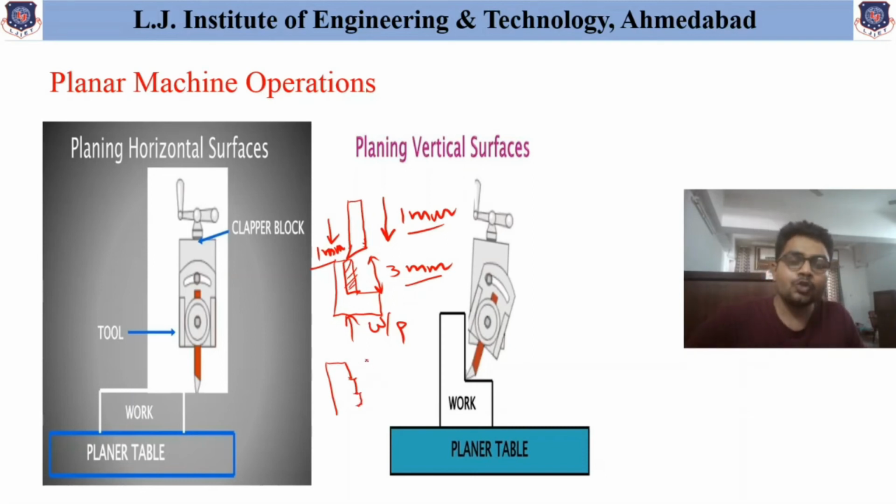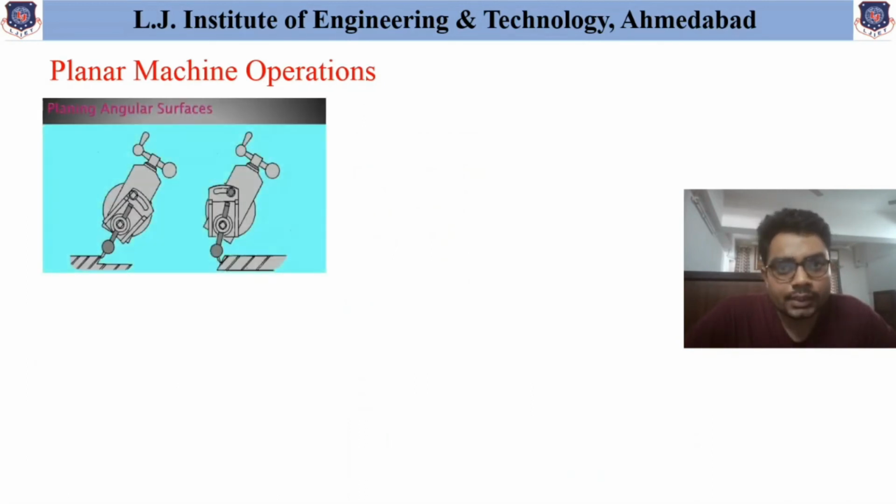So by feeding the tool in the vertical direction by certain mm, vertical surfaces or vertical machining can be obtained in the case of the planer machine. The tool is fed step by step against the workpiece, and the table is given reciprocating movement as available in the planer machine. So this is how planing of vertical surfaces is carried out. The next machining operation is planing angular surfaces, and these angular surfaces are obtained by simply using the swiveling head.